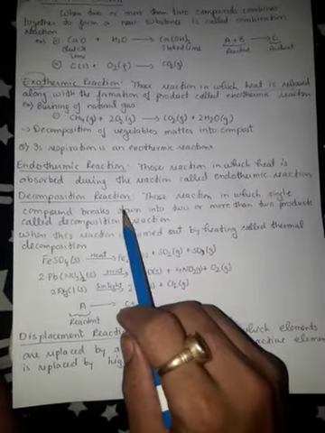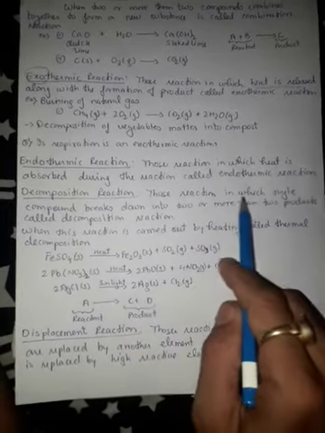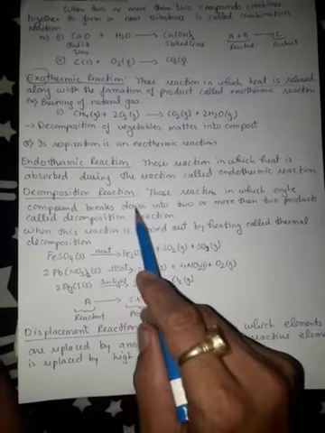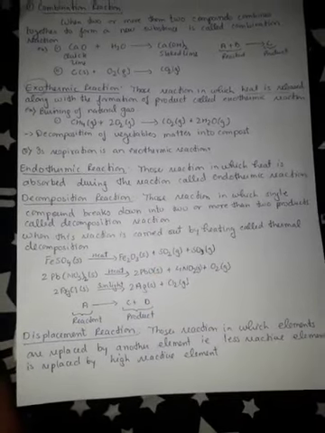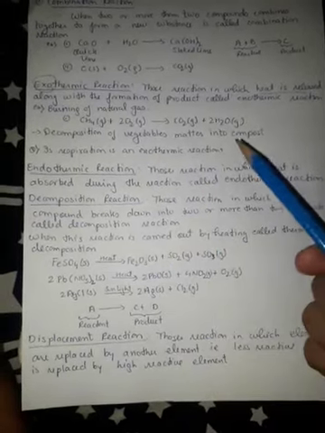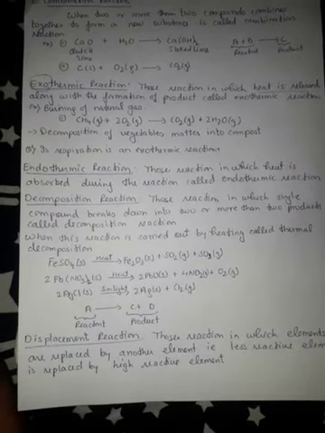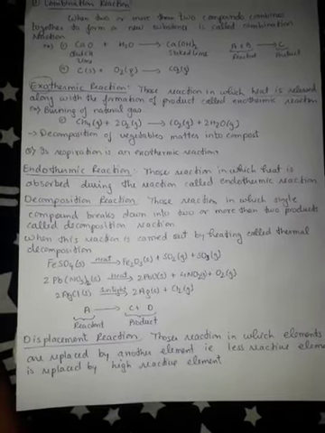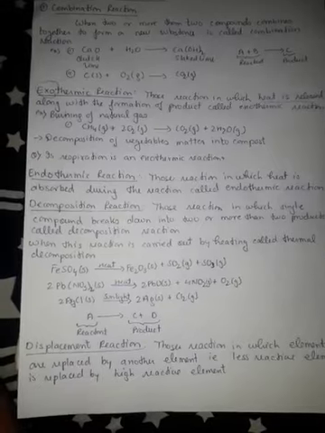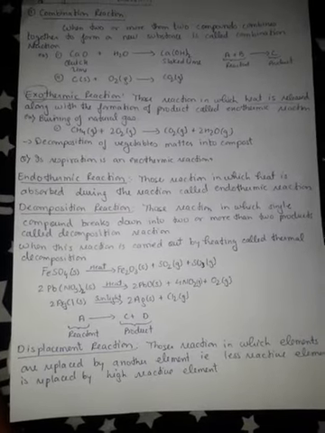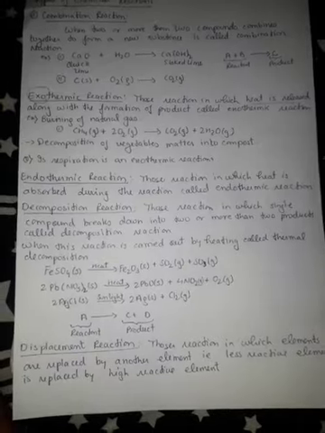Now what is decomposition reaction? Those reactions in which a single compound breaks down into two or more than two simpler products are called decomposition reactions. जब कोई एक सिंगल कंपाउंड दो या दो से ज़्यादा में ब्रेक डाउन हो जाए उनको हम लोग डिकम्पोजिशन रिएक्शन कहते हैं. It can take place in presence of heat, electricity, sunlight, anything. And when the reaction takes place in presence of heat, it is called thermal decomposition.